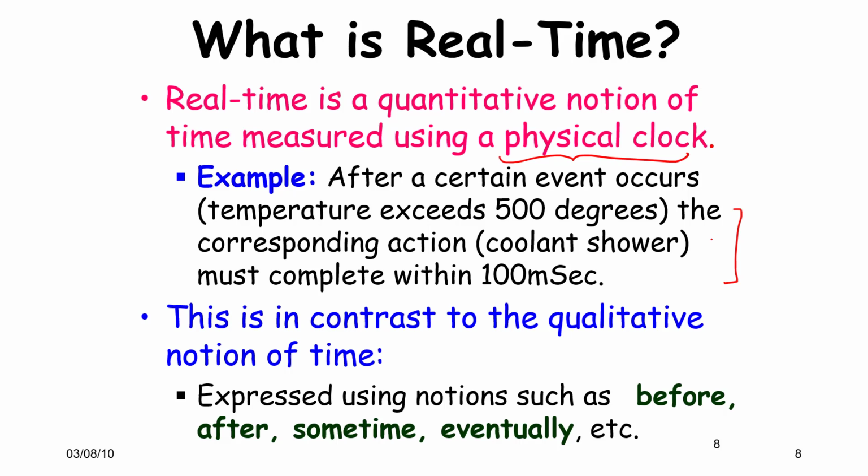So there, of course, time is expressed using notions such as before, after, sometime, eventually, and so on. The point there is that when we use before and after, we typically use happens-before and happens-after relationships. So when we say that event A happens before event B with an edge of this kind, it basically means that the time between them can be arbitrarily high. It doesn't matter. It can be very, very high.